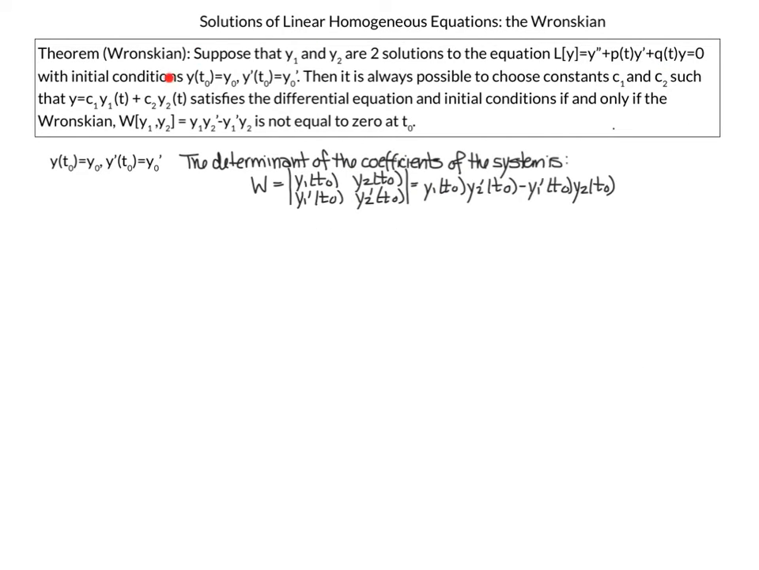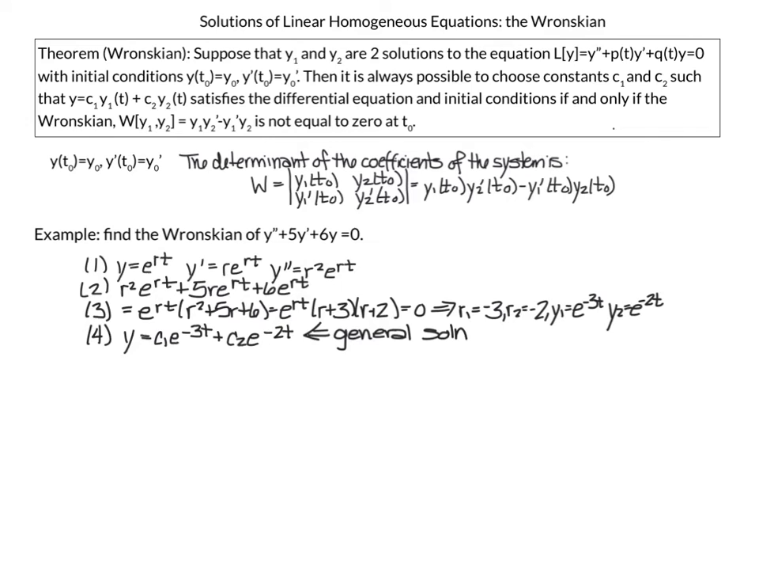So I moved the theorem up here as well as the formula for the Wronskian so we can do some examples. The first one is to find the Wronskian of y double prime plus 5y prime plus 6y equals 0. So I couldn't resist solving this equation because that seems like what we should be doing, but we will also calculate the Wronskian once we solve this.